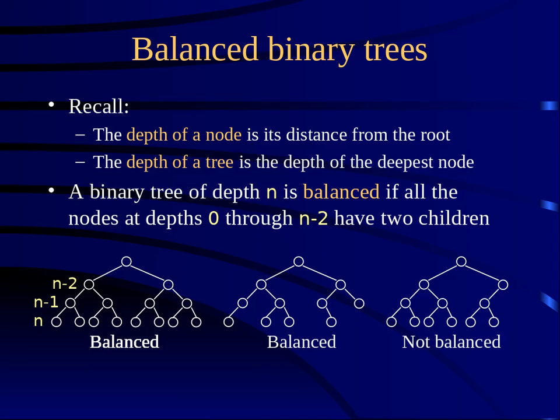This is not balanced. Why is it not balanced? Level n-1 has something missing. Yeah, there's one over here. So if you took this node and moved it up here, then it would be balanced again.